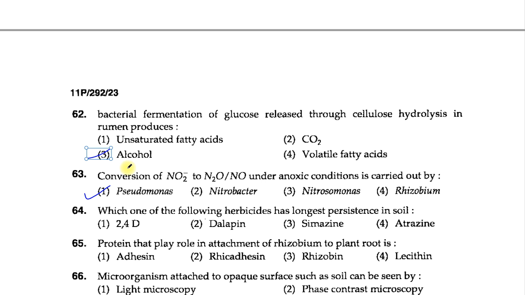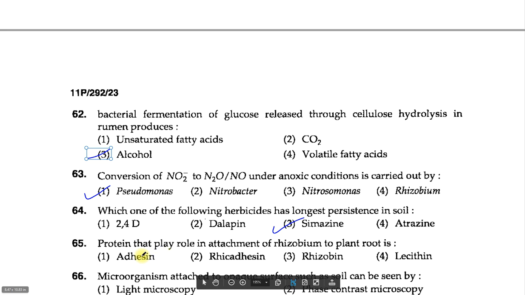Question 64. Which of the following herbicides has longest persistence in soil? Option 1, 2,4-D, 2. Delafin, 3. Simazin, 4. Atrazine. Here the option 3, Simazin, is correct. Simazin persists in the soil for 3 to 6 months.